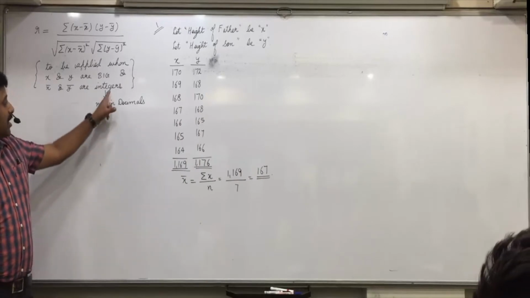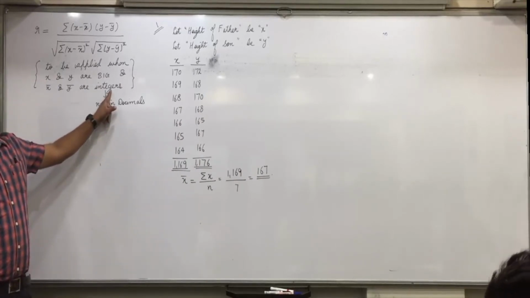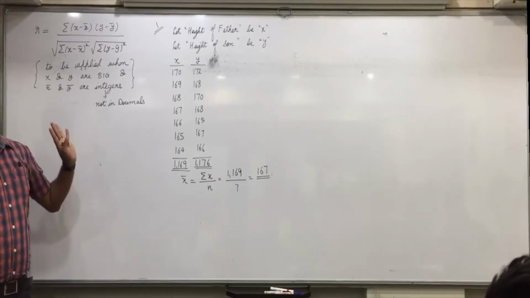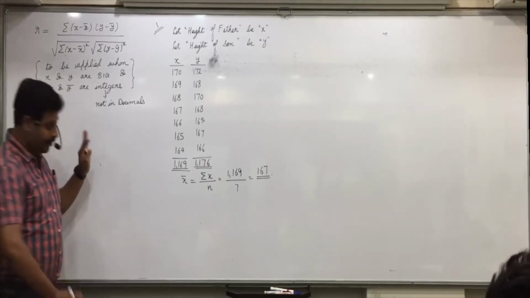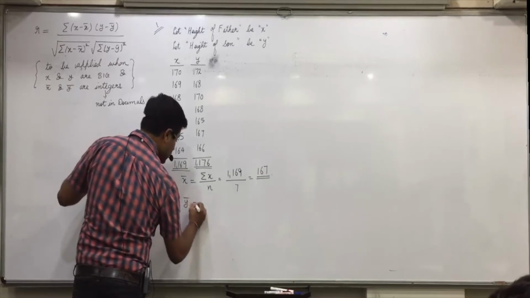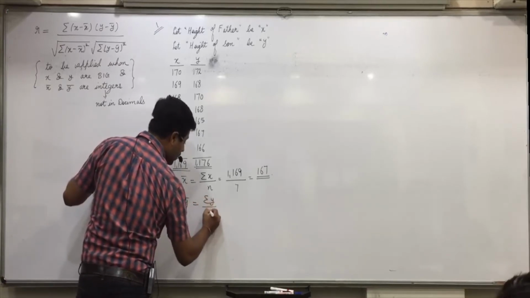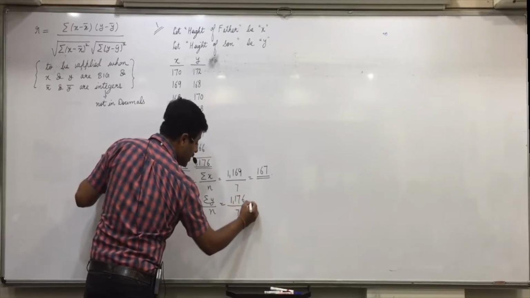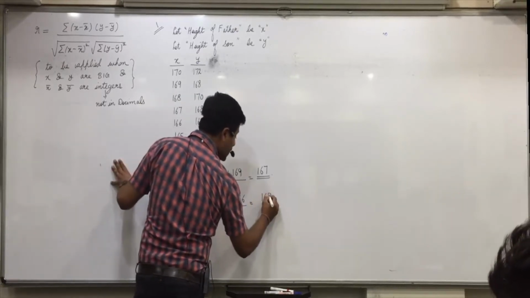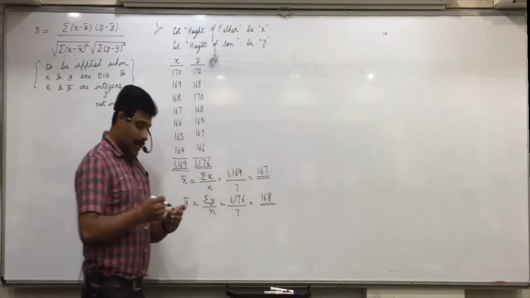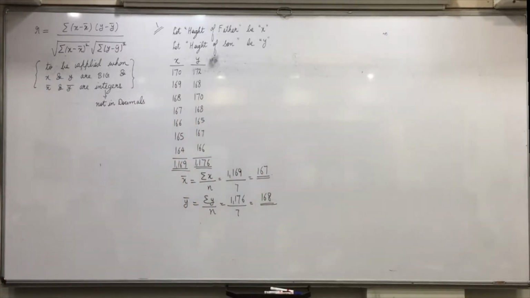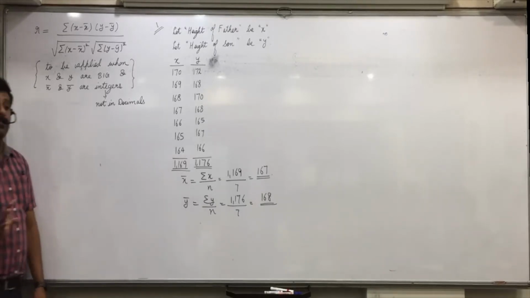Is it an integer or a fraction? Integer. So far we can use this formula. If y bar also comes the same way: y bar equals sigma y upon n, 1176 divided by 7, 168. Integer or fraction? Integer. So we conclude we can use this formula.